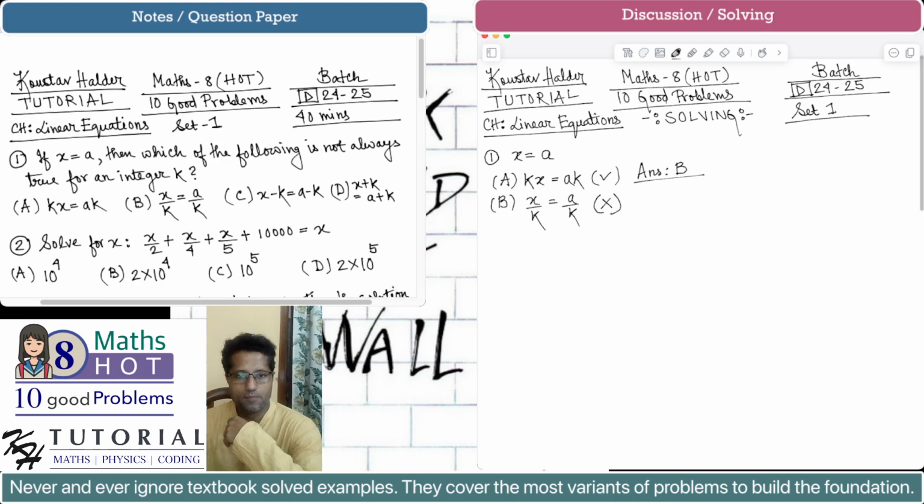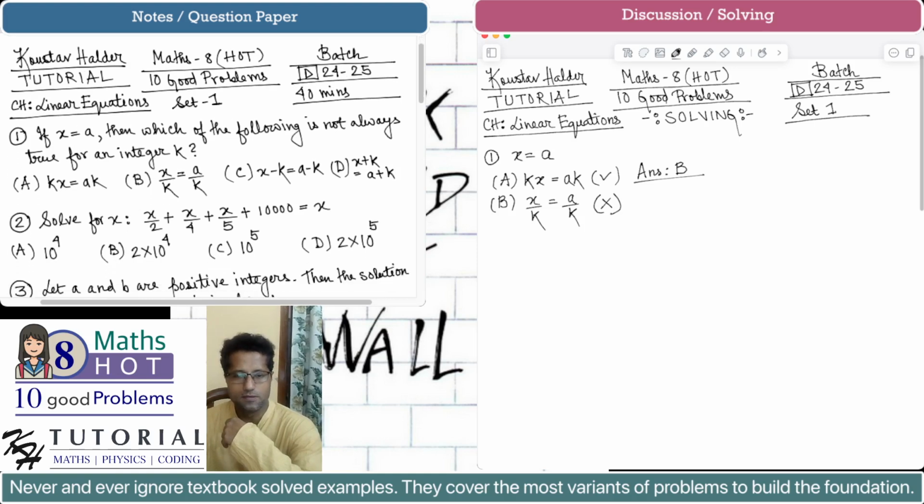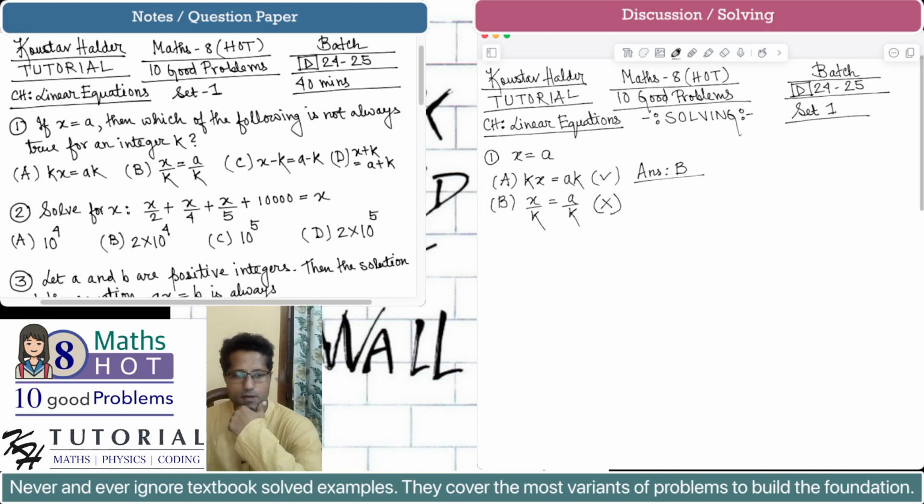So after solving a problem, I will pause for a few seconds so that you can take a screenshot of the solution if you think it will help you. Okay. Let's do problem number 2.